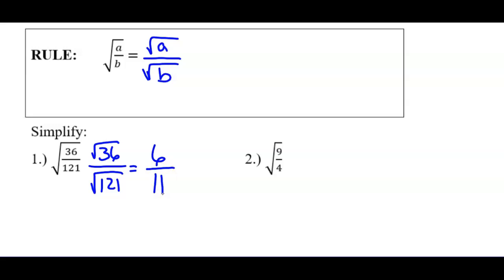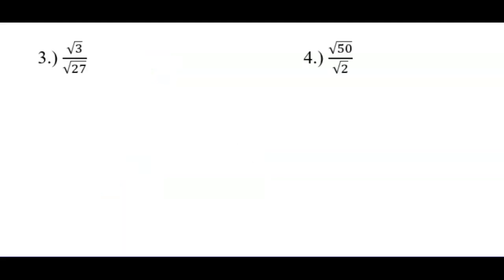I would love for you to try number 2. So you're going to come with this one finished. Follow the rule, rewrite it, using your rule, the square root of A over the square root of B, take both your square roots, and give me an answer, okay?